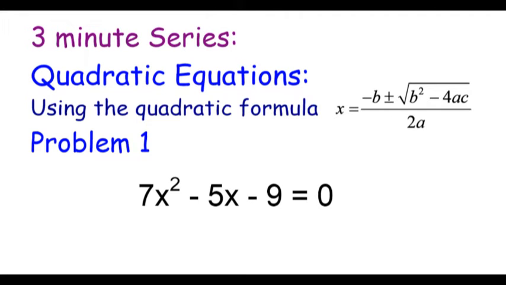We're looking at the 3-minute series solving quadratic equations by the quadratic formula. Now the quadratic formula, you can see here: x is equal to negative b plus or minus the square root of b squared minus 4ac, over 2a. Sometimes you may be given it or you may have to memorize it.